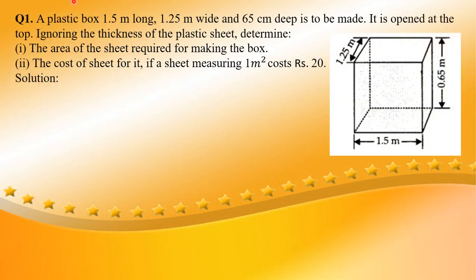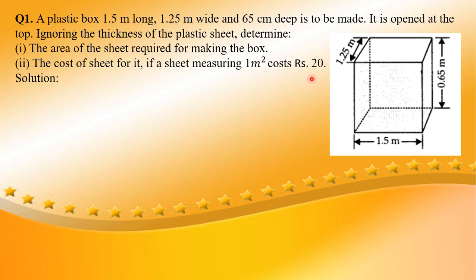Question number 1 says: a plastic box 1.5 meter long, 1.25 meter wide and 65 centimeter deep is to be made. It is open at the top. Ignoring the thickness of the plastic sheet, determine the area of the sheet required for making the box, as well as the cost of the sheet for making the box, if a sheet measuring 1 meter square costs rupees 20.